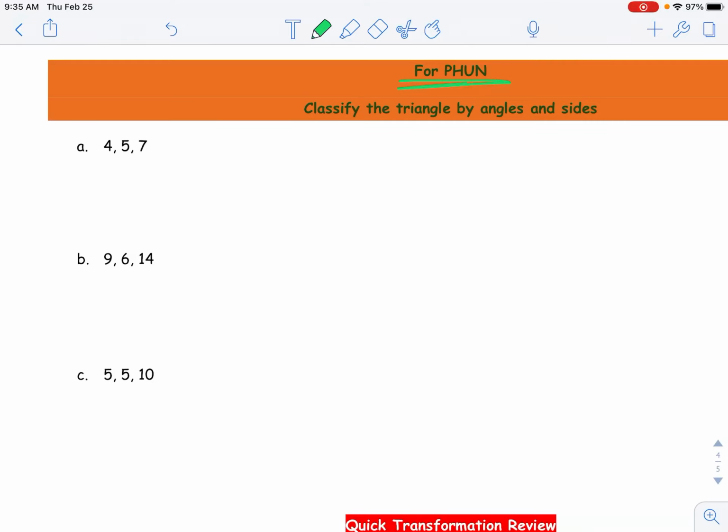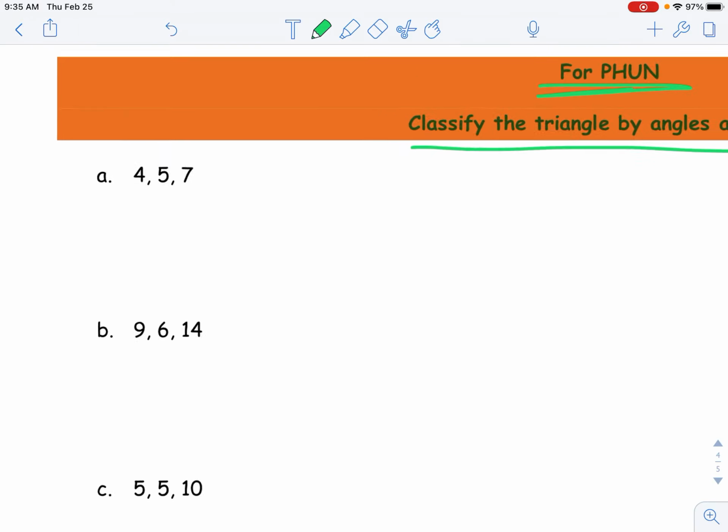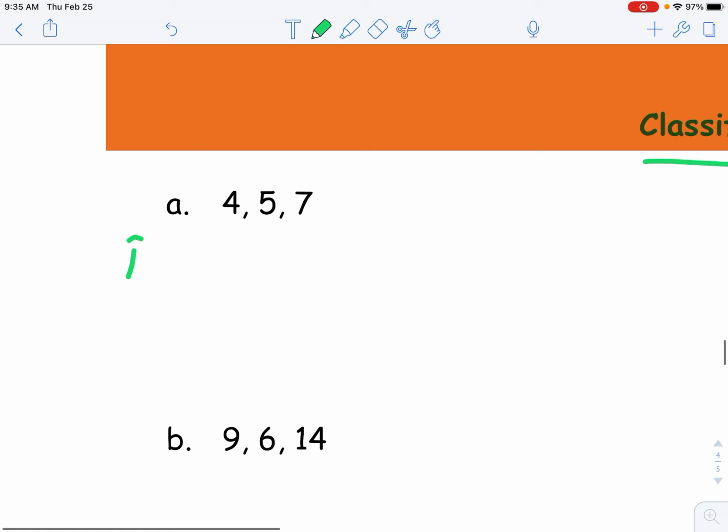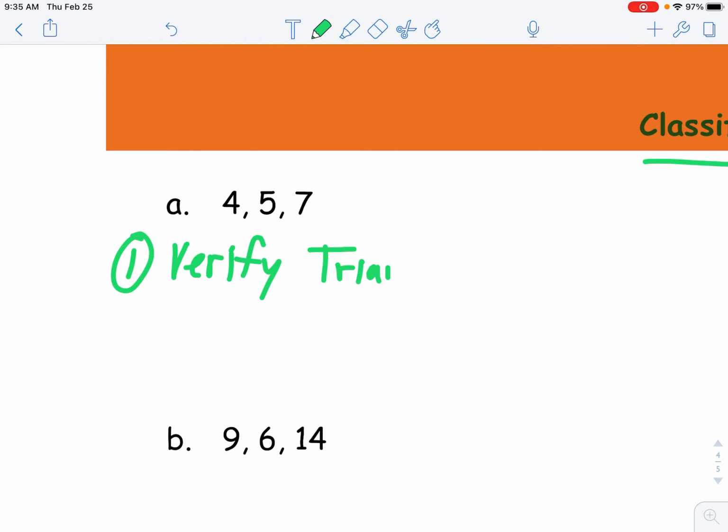All right, so for fun, P-H-U-N, so much fun, we had to spell it with a P-H. We're going to classify the triangle by angle and side. Remember we were doing this earlier, almost just a quick review: verify triangle inequality. Must do that first, because I will tell you, we will try to trick you.